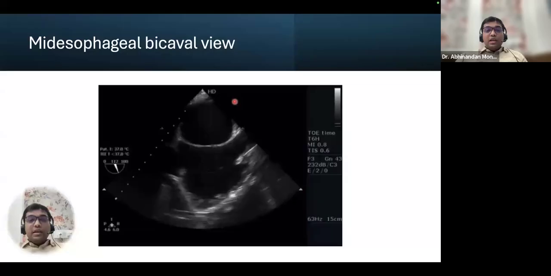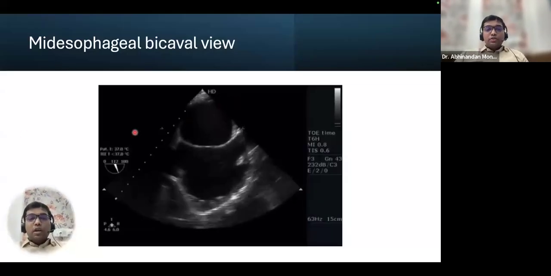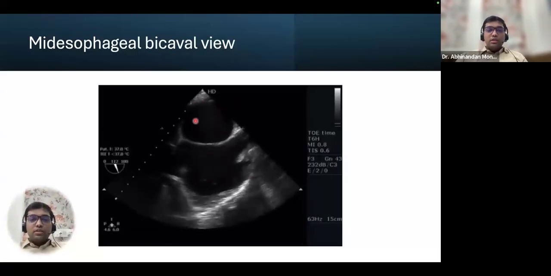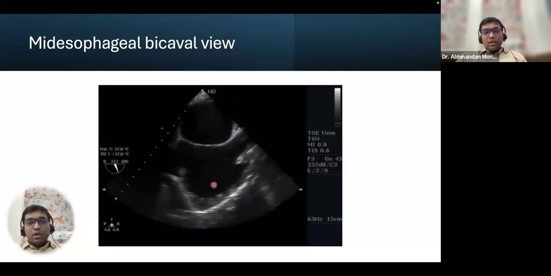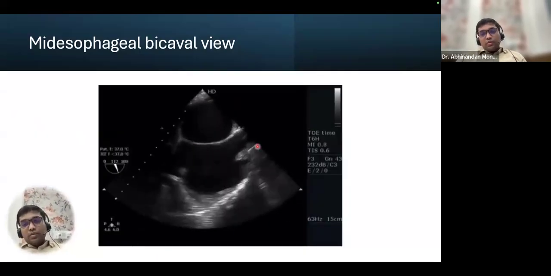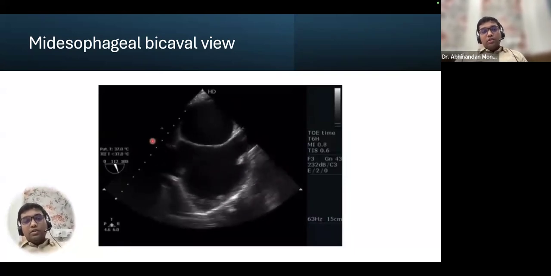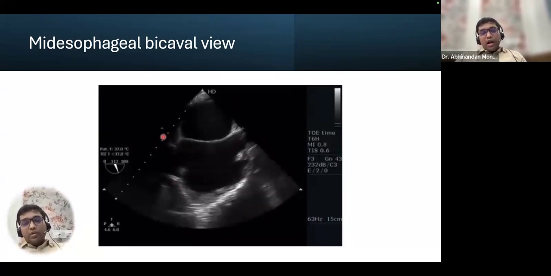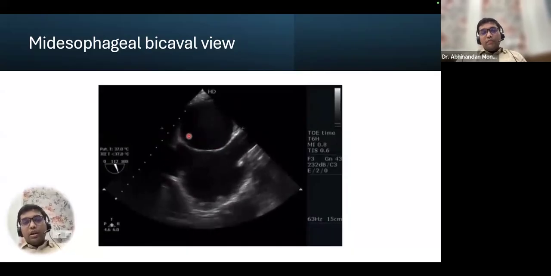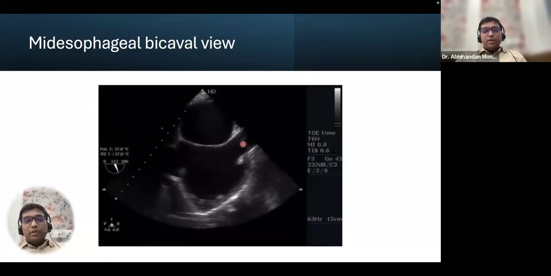Now comes a very important image. It's a mid-esophageal bicaval view to see for any cannulations and also to see your ASD and all the flows around it. So this is your SVC, this is your right atrium, and this part is your right atrial appendage that you can see, and this is your IVC, and this is your left atrium, or interatrial septum that you can see.